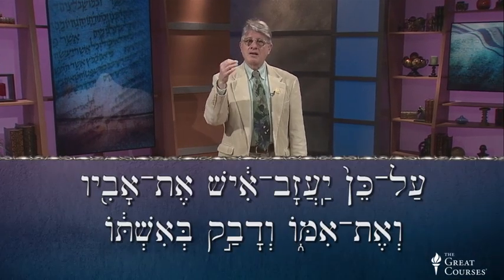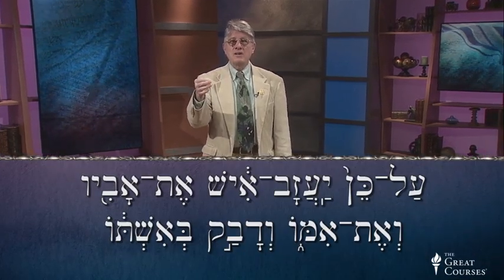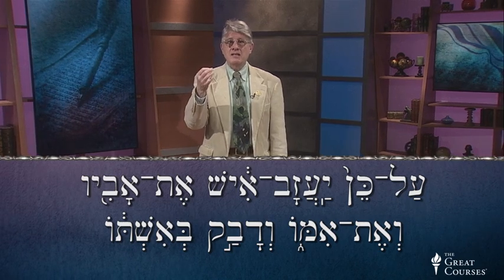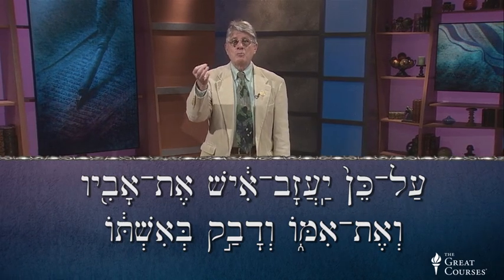And let's look at some examples in the actual Bible. Here's one we've already seen, Genesis 2:24, where I asked you to take the verb on faith. Now you can do it yourselves. The man has just figured out that the woman is the proper mate for him. And the narrator explains, Al kain ya'azov ish et aviv ve'et imo ve'davak be'ishto.